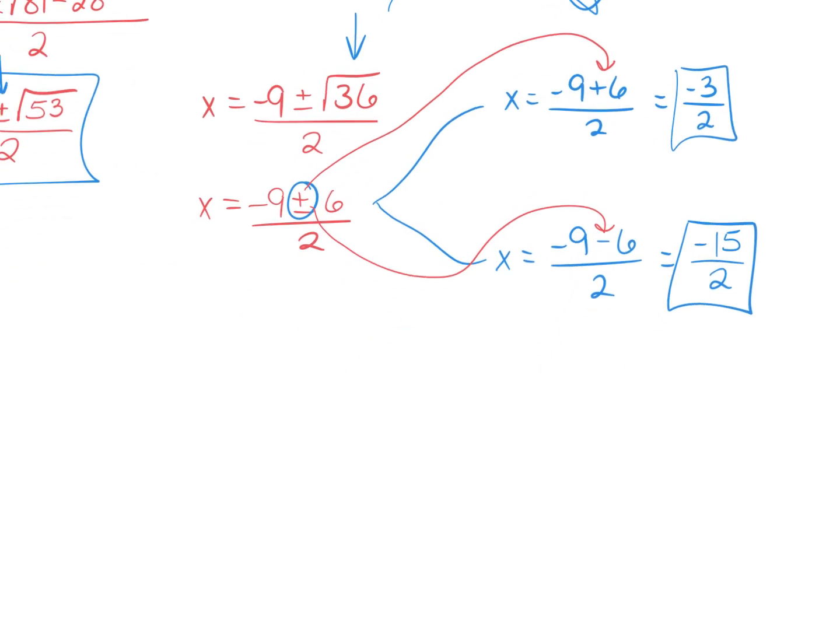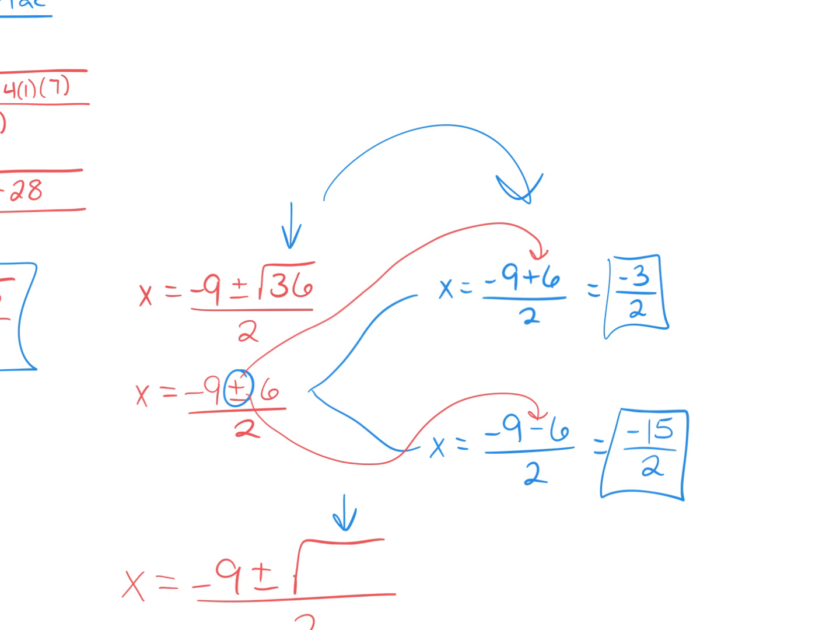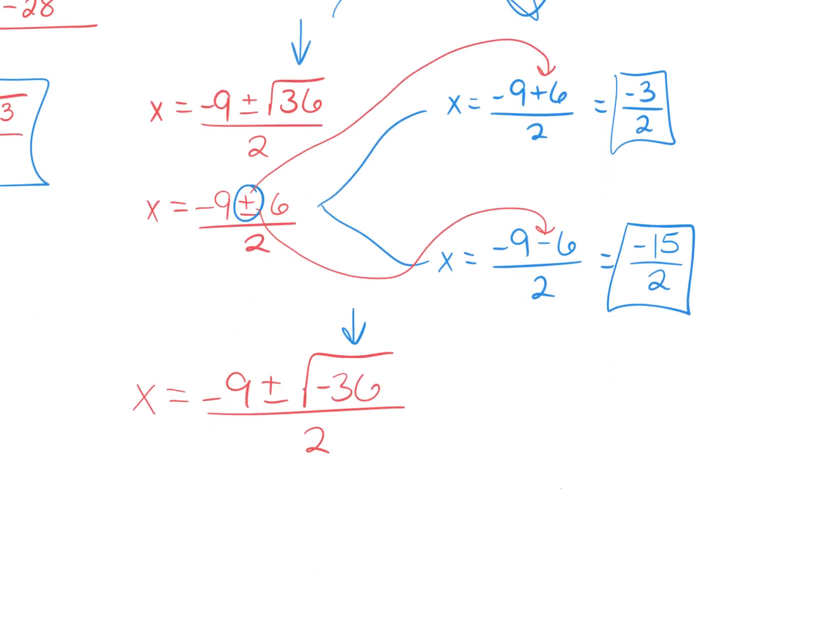One more I want to show you is what if we had this? You can't. Why do you say I can't? There's a negative in the square root. We learned last week that you cannot have a negative inside of a square root. I apologize, I'm going to change this to a negative 36. What is the square root of negative 36? 6i.